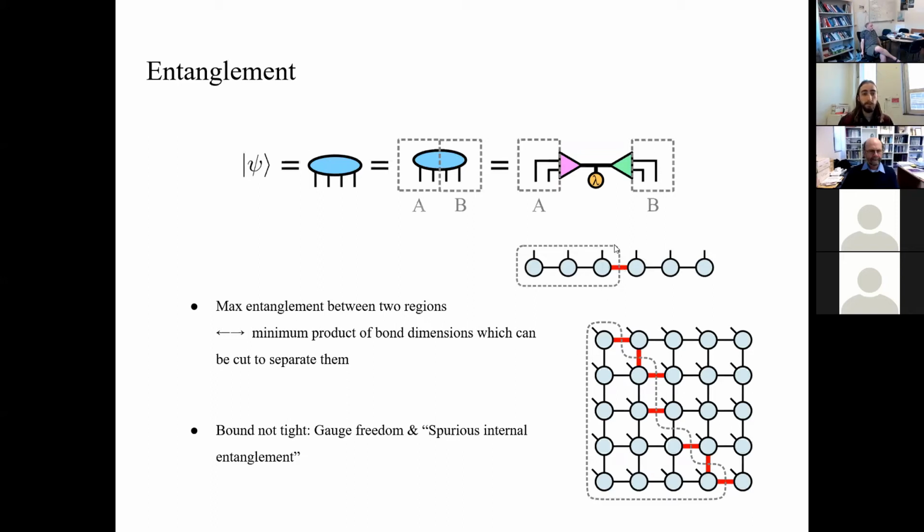So that's the maximum entanglement between two subgroups in a tensor network. But of course, that maximum is not always reached. The total entanglement is not always something like the sum of the entanglements across each bond. It can cancel out. This is related to the problem of gauge freedom and spurious internal entanglement.